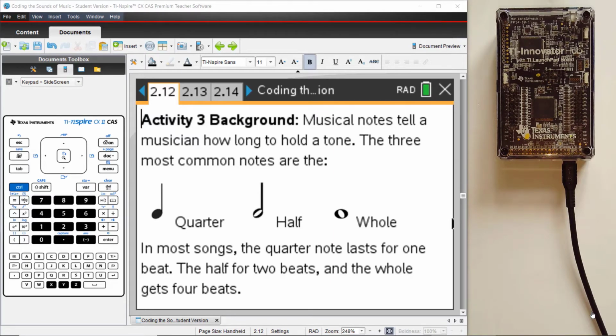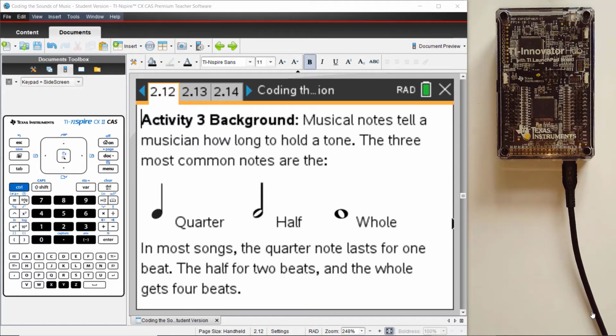In this video, we're going to learn about musical notes, and we're going to learn how many beats each note gets. In the last video, we learned how to calculate how many seconds are in a beat, and in this video, we will learn how many beats are in a note and therefore how many seconds there are for the different notes: quarter, half, and whole.